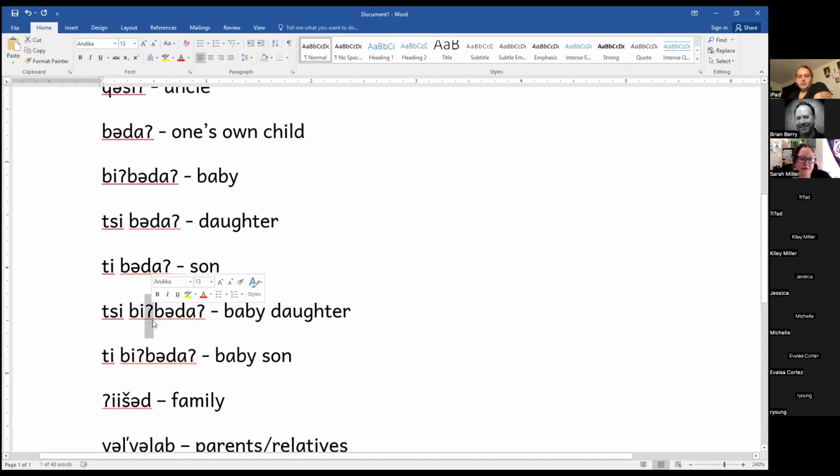Don't forget those glottal stops or pauses. They're either pauses, depending on where they are in the word. Like right here, they're kind of in the middle. But if they're at the end, they're cutting off that word.